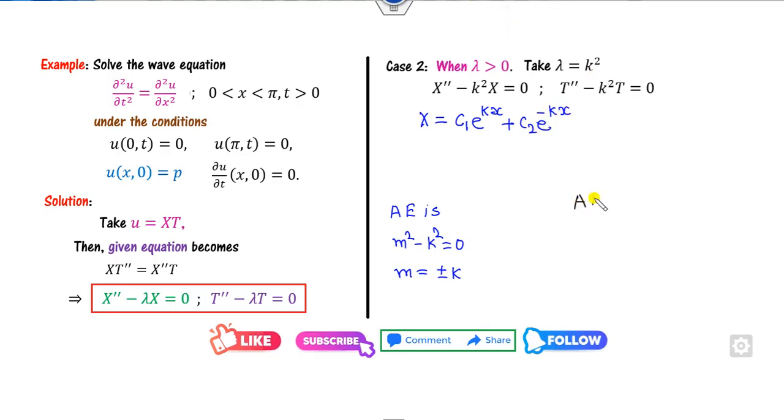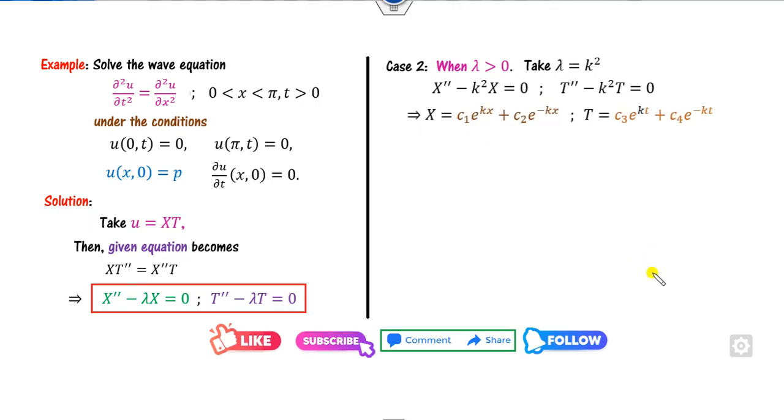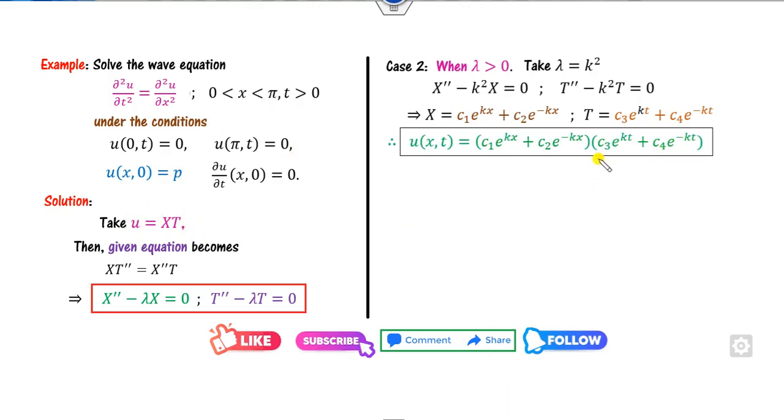Similarly, can you find the auxiliary equation corresponding to the capital T? It is m square minus k square is 0. Again you will get m is plus minus k. So I can say C3 e raised to power kt plus C4 e raised to power minus kt. Substitute the values of X and T in my u. So therefore, this is my solution.